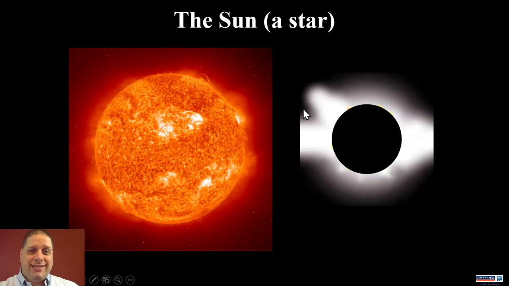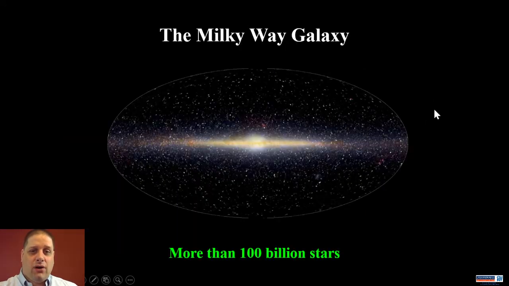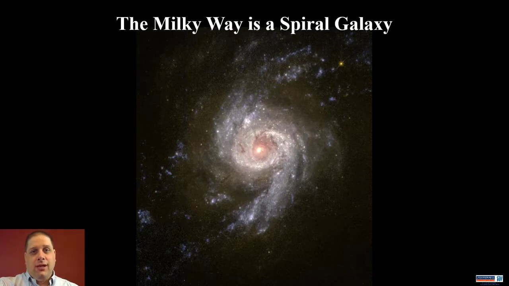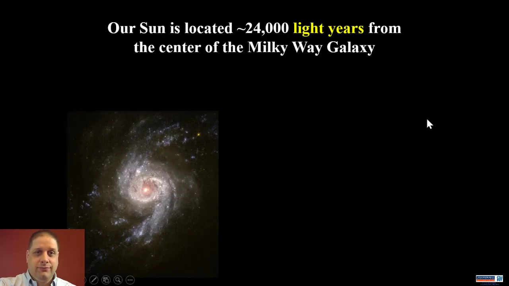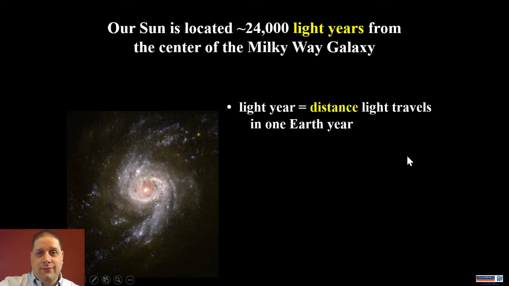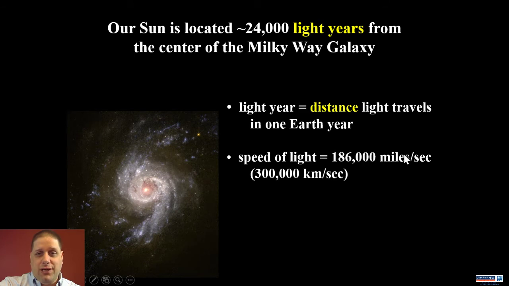Okay, so the sun is a star, and here's an image of it. And that star is in the Milky Way Galaxy. That's our galaxy, and there are more than 100 billion stars in our galaxy. The Milky Way Galaxy is a spiral type of galaxy. This is not a picture of it, right? We can't see it because we're in the middle of it, or we're within it anyway. So our sun is around 24,000 light years from the center of the Milky Way Galaxy. And a light year is the distance that light travels in 1 year, and light travels around 186,000 miles a second.